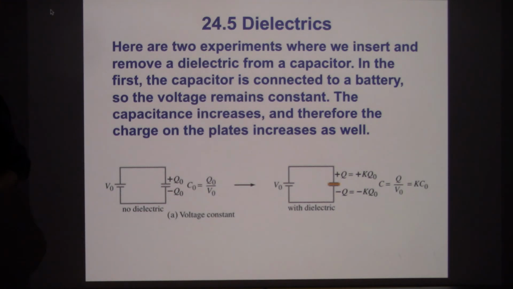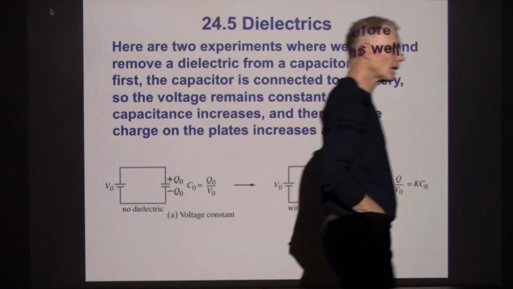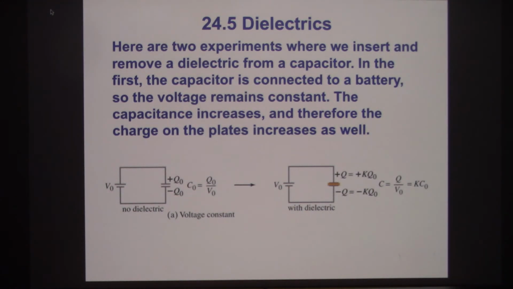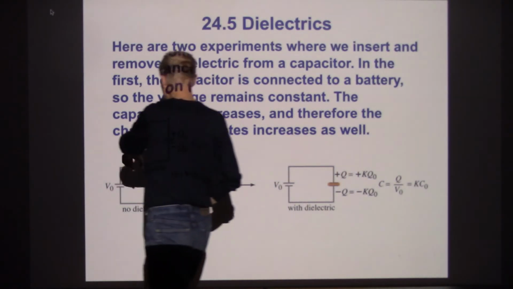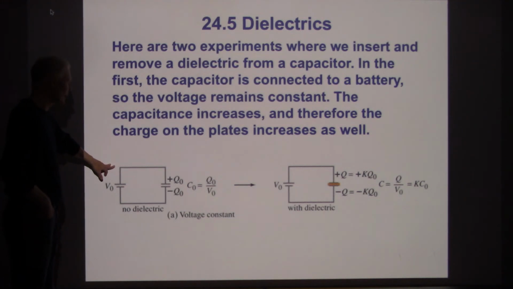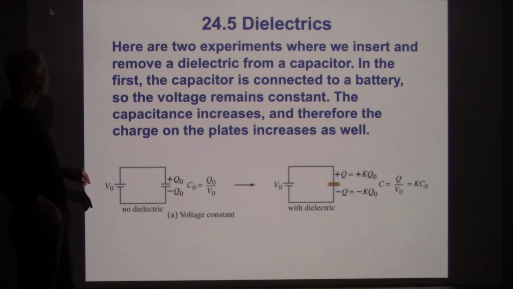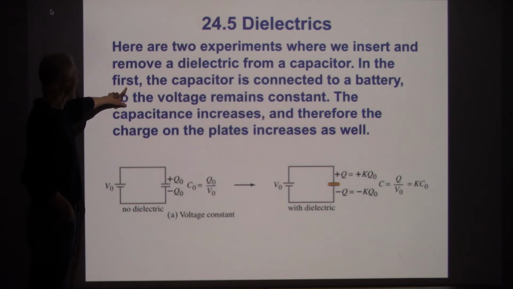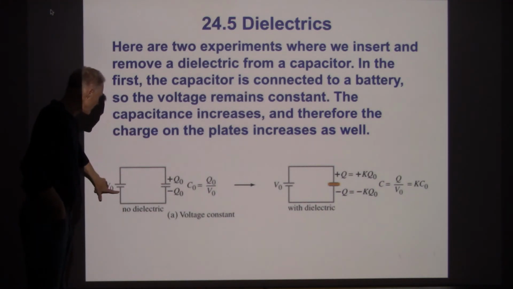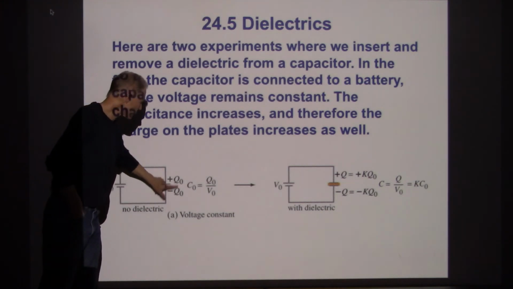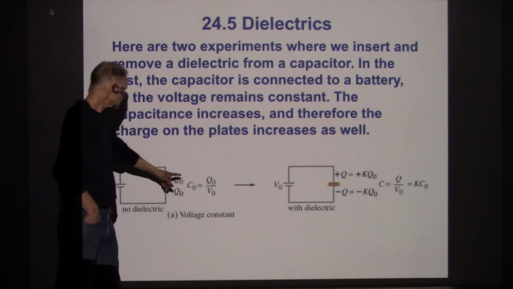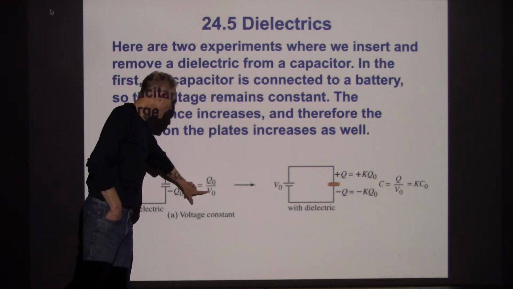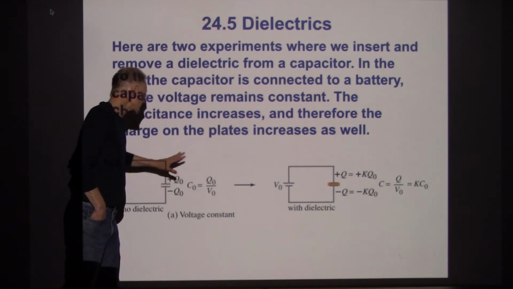Okay, here are a couple of experiments that we could think about doing with these capacitors once we have put the dielectric material inside. The first one, the one on the left here, says we haven't put the dielectric in yet, but we're going to do that. In the first example, a capacitor has been connected to the battery, we've stored a certain amount of charge, and the capacitance is given by Q naught over V naught, which gives us the standard capacitance.